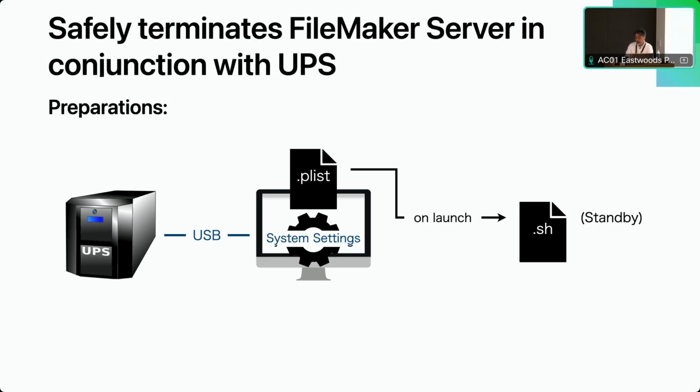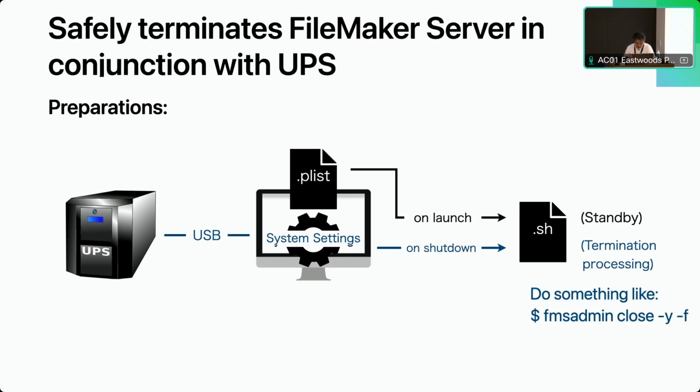When a power outage occurs and the system tries to automatically shut down according to the energy saving settings, the script receives the signal to shut down along with the system shutdown. The script uses this as an opportunity to close the FileMaker Server files safely and then shut down the system.